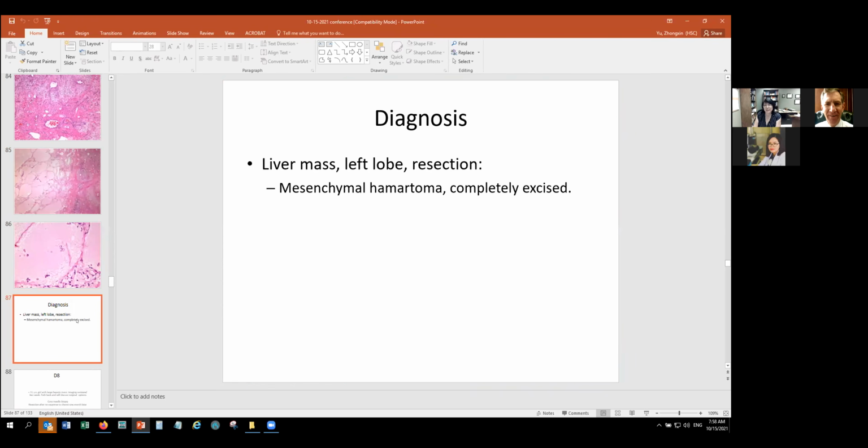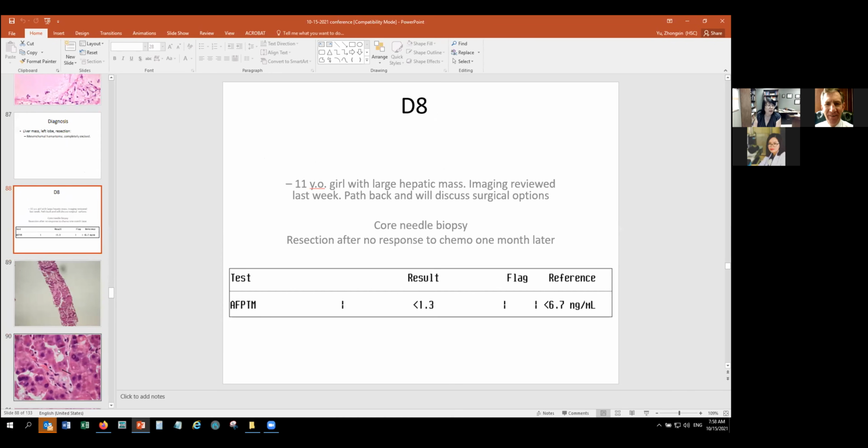So how did I sense this case called mesenchymal hamartoma? It's a benign tumor, completely excised. I'm talking about this one together with the previous one, the embryonal sarcoma. These share the same gene mutation, so we put them together. So even though it's a benign mesenchymal hamartoma, the recommendation is complete excision, just in case it later develops a malignant transformation into that undifferentiated mesenchymal sarcoma.